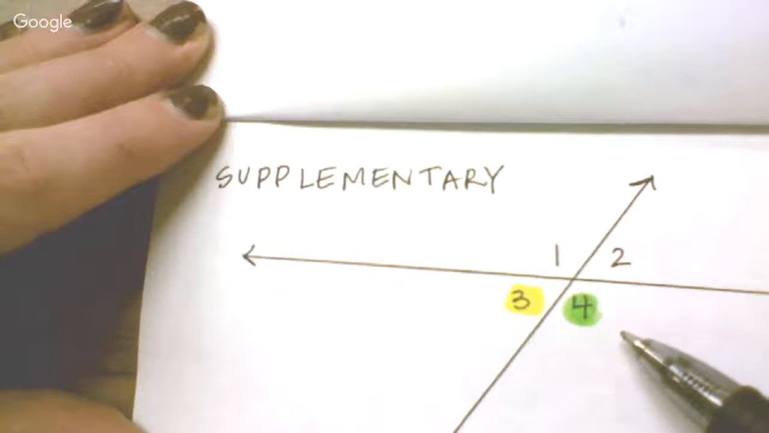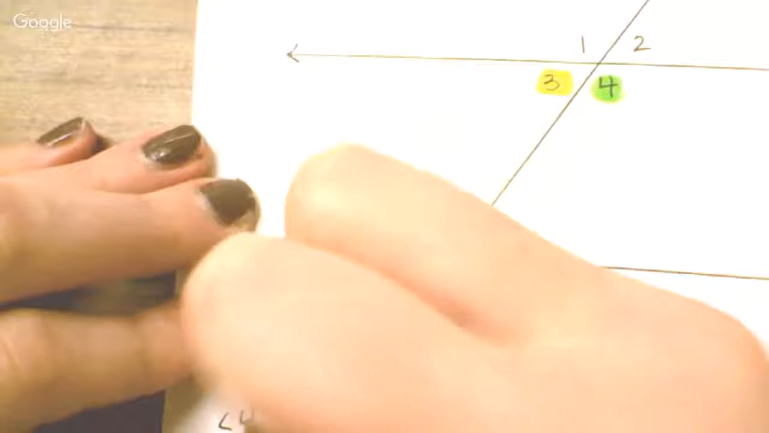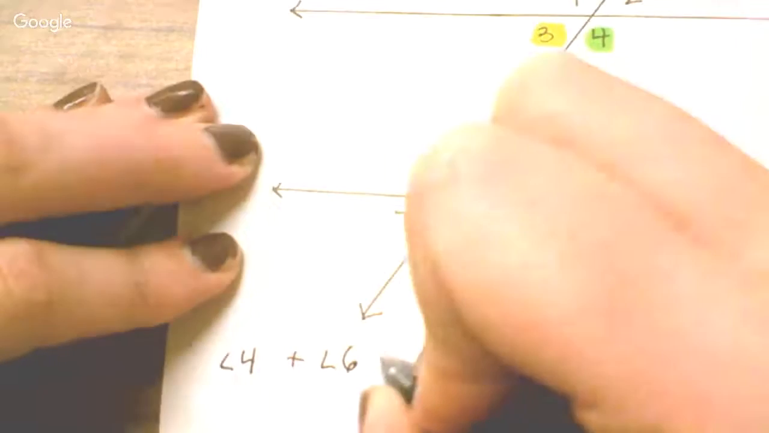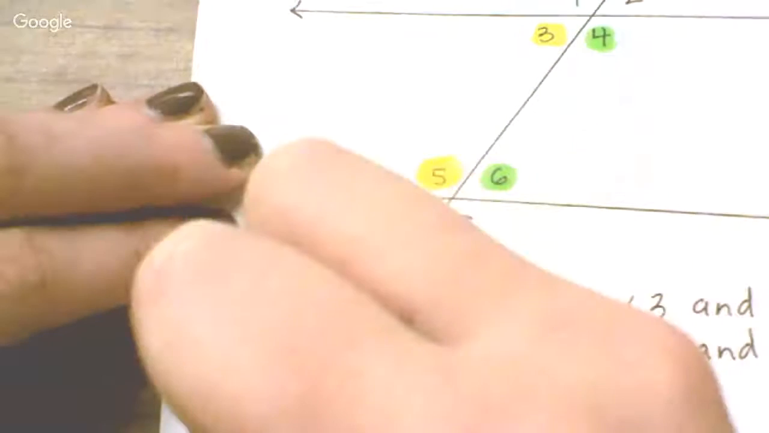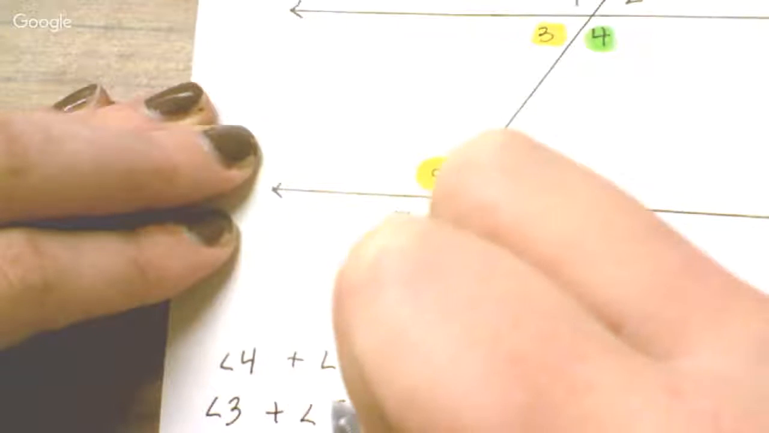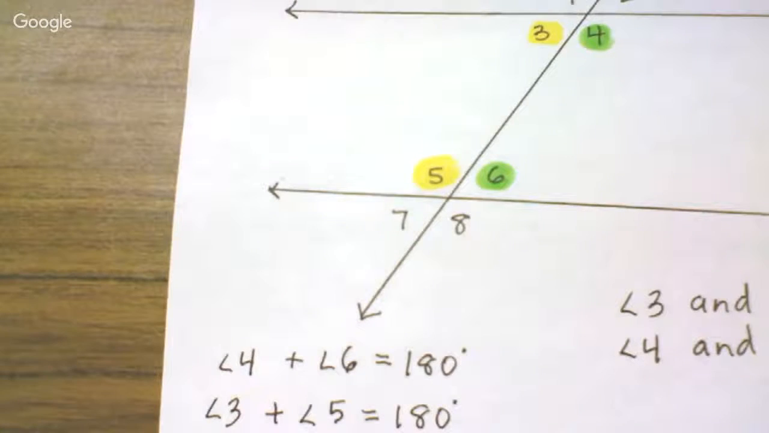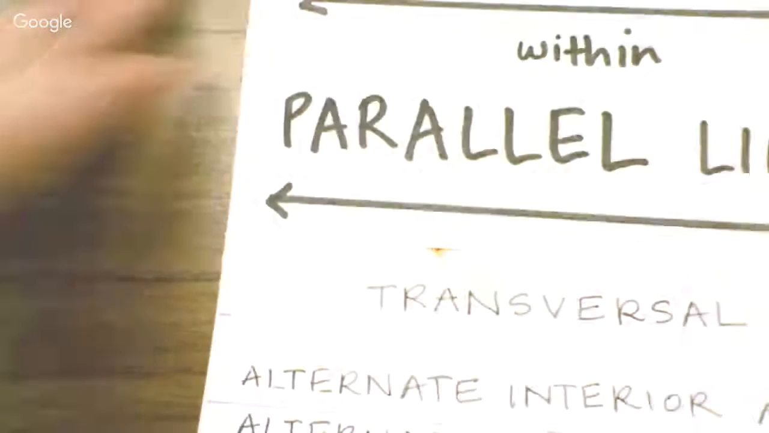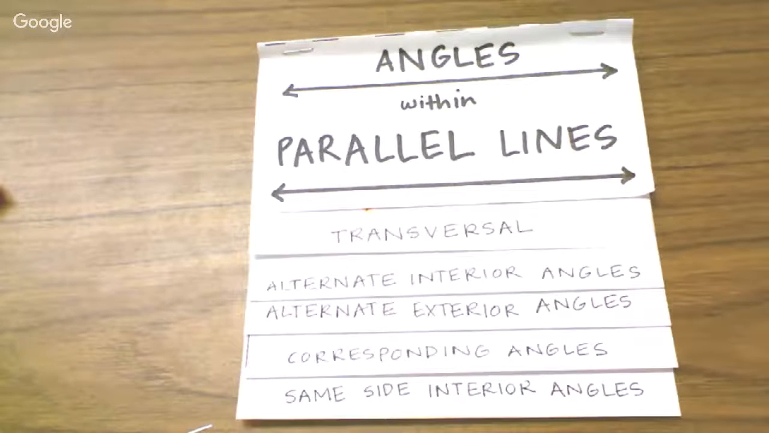This means that 4 plus 6, so if I took angle 4 plus angle 6, that would equal 180 degrees. And the same way, angle 3 plus angle 5 would equal 180 degrees. That is same side interior angles. And we can use these properties to then manipulate and find other values.